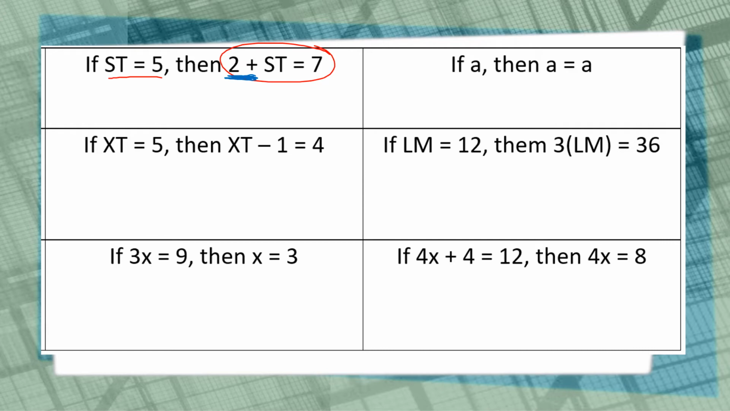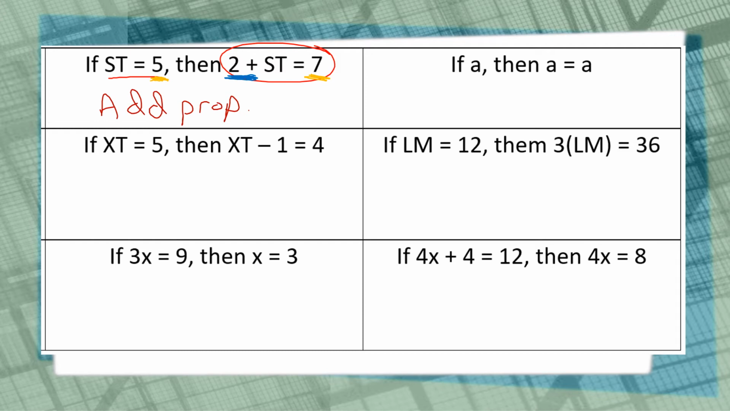Wait a second. This 7 right here is not what we had over here. What did we do to the 5 to get 7? We added 2. Because ST and 2 aren't like terms, they can't combine, but 5 plus 2 is 7. So what we used here is the addition property. We use the addition property by adding 2 to both sides.